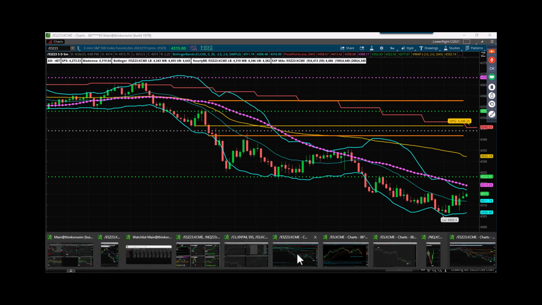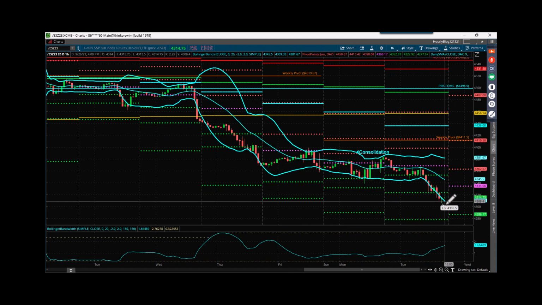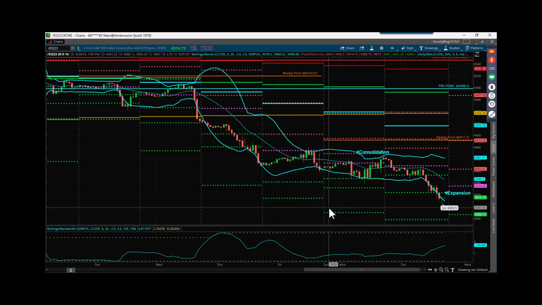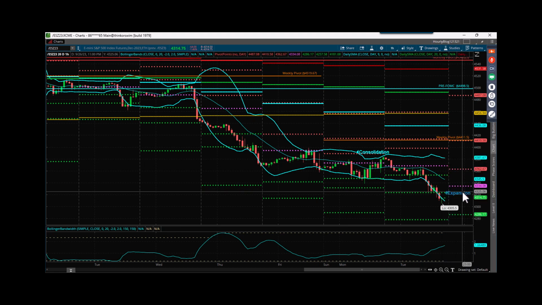So, hourly chart: compression or consolidation, expansion. I'll just get this over with, then I don't have to type it later. Expansion, that's what it looks like. Compression, expansion, inhale, exhale. It's what markets do. It's what it did today.